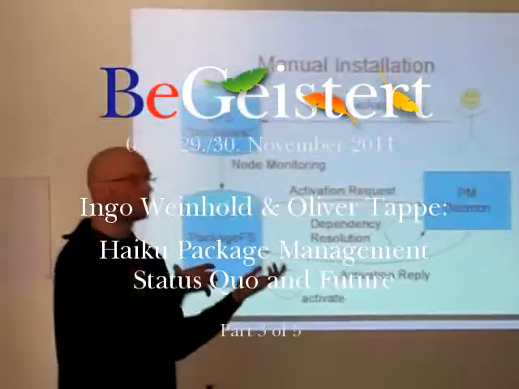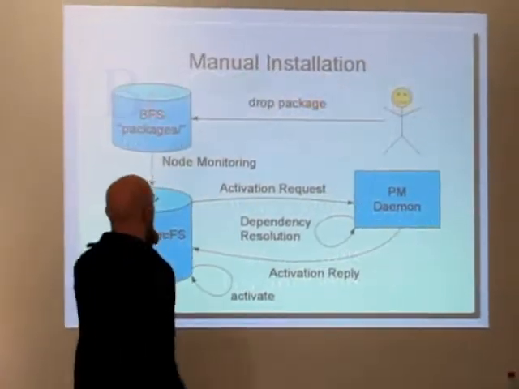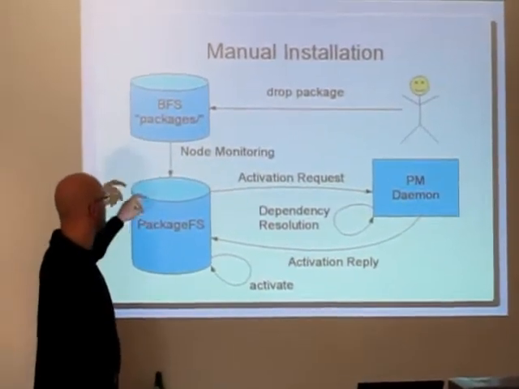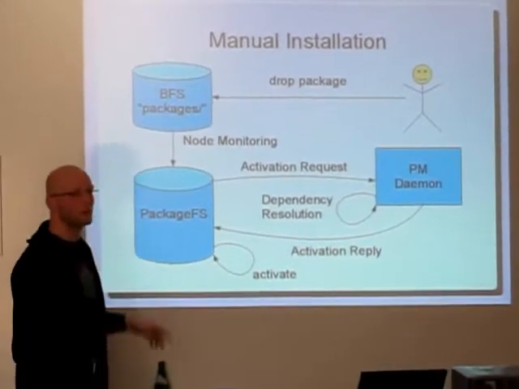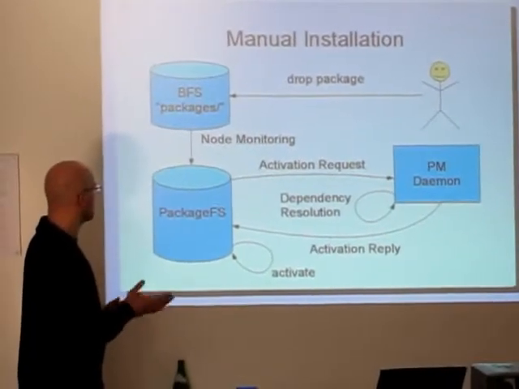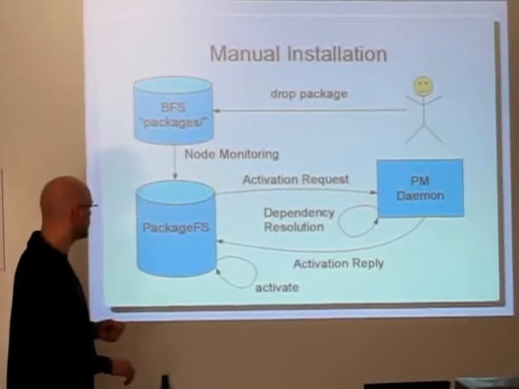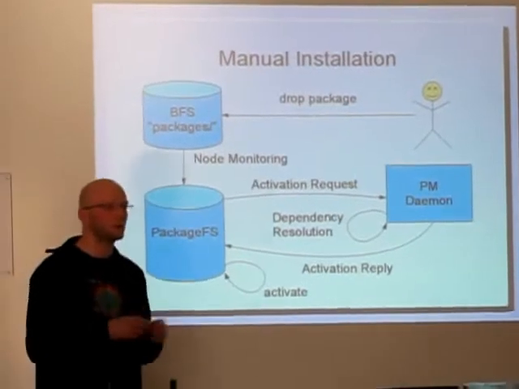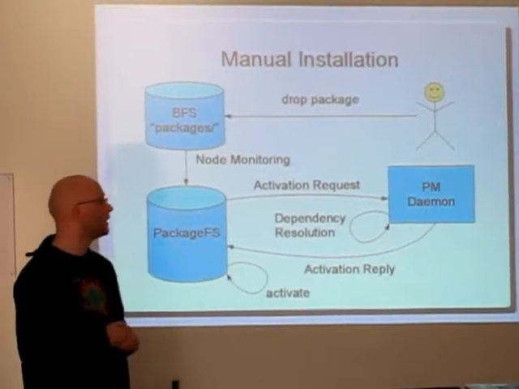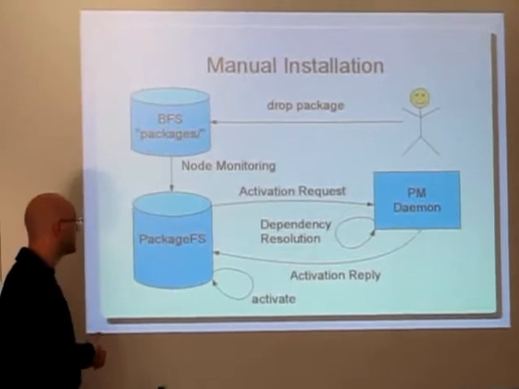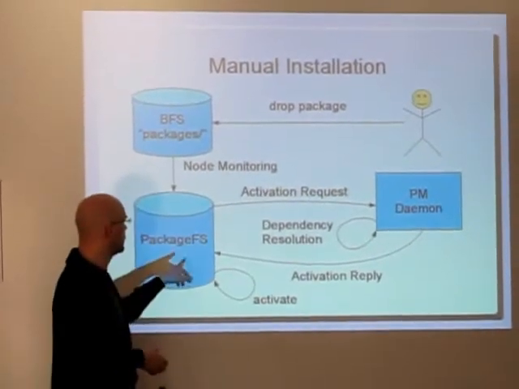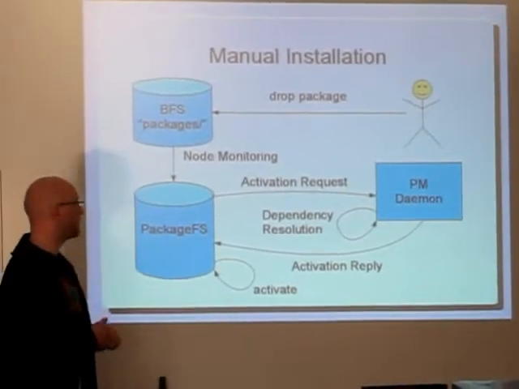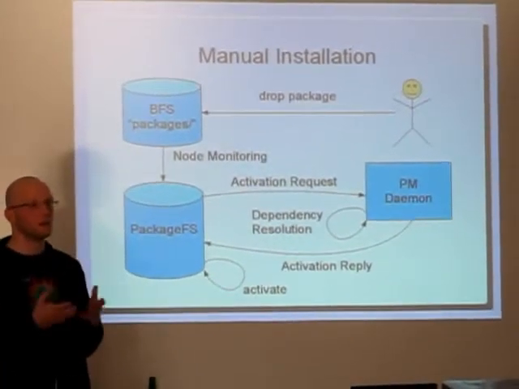As modeled in the UFC now, but some it's better. The user drops some package in the package directory, which is monitored via node monitoring by the package desk. It notices it. And at the moment, the package desk directly extracts the contents. But what has to happen, and that is not done yet, is that the package desk first has to ask the package management daemon whether activating that package is a good idea.